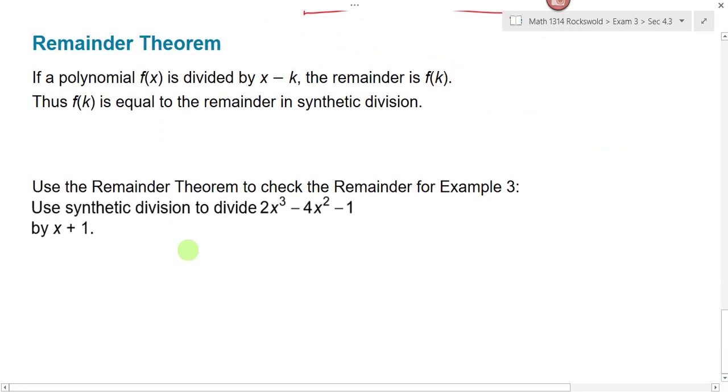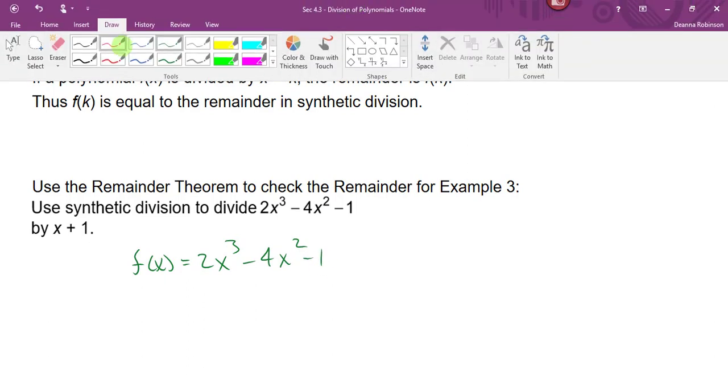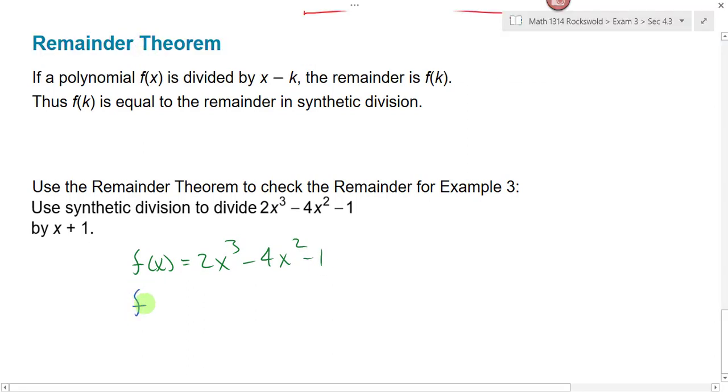So to check it, what I would do is I would let f of x be equal to 2x cubed minus 4x squared minus 1. And to find the remainder when I divide by x plus 1, remember I could rewrite that as x minus a -1, I would find f of -1. Your factor should always be in the form x minus k. That minus is part of it. So if this is a plus, I need to change the sign.